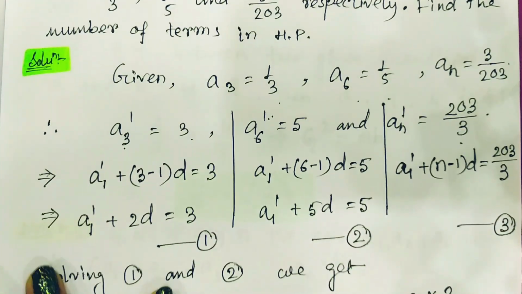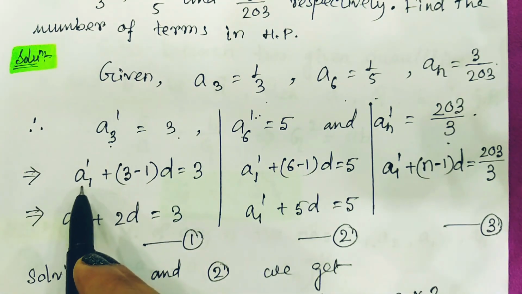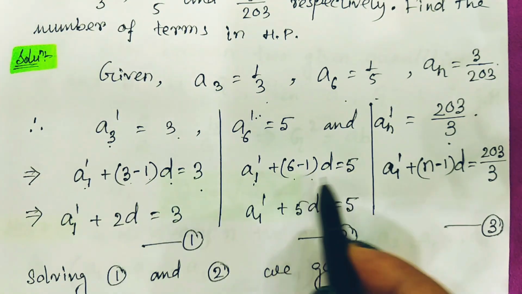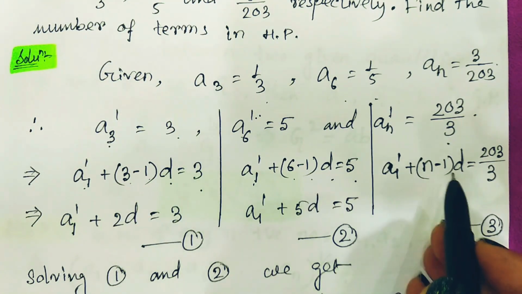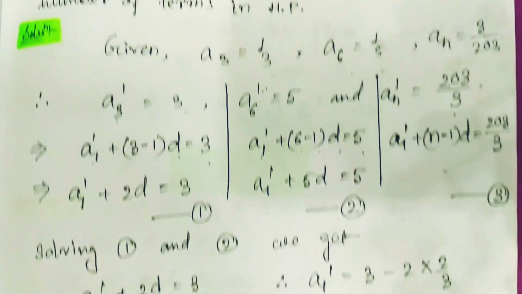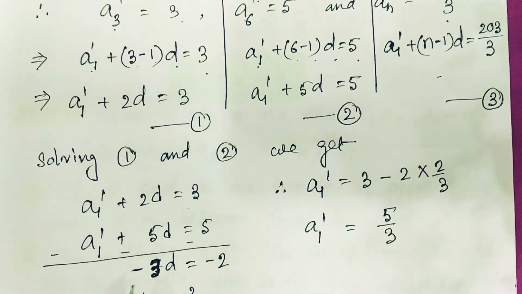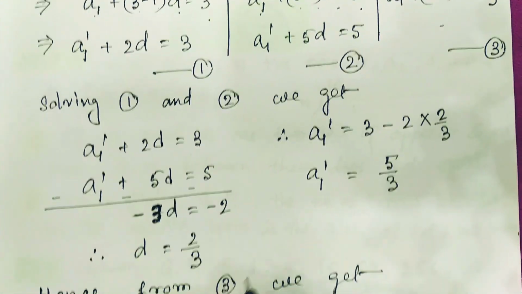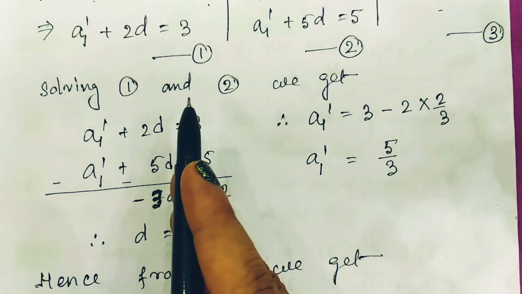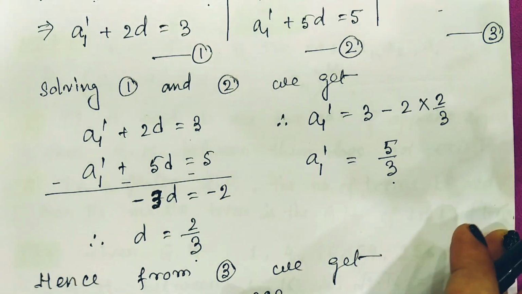As it is the third term, sixth term and nth term, from the term formula we can write the first term plus 3 minus 1 into D is equal to 3. Likewise, first term plus 6 minus 1 into D is equal to 5, and this is for the nth term. On simplification, we will find this 3. Now solving 1 and 2, we will find A1 and D. If we solve these two, from here D is equal to 2 upon 3. If we substitute this value in the first equation, we will find A1 dash is 5 by 3.